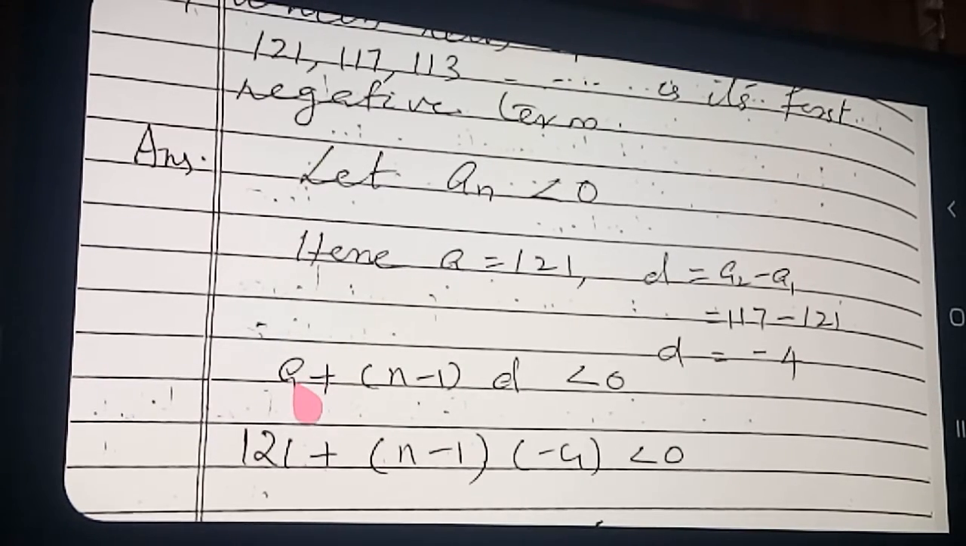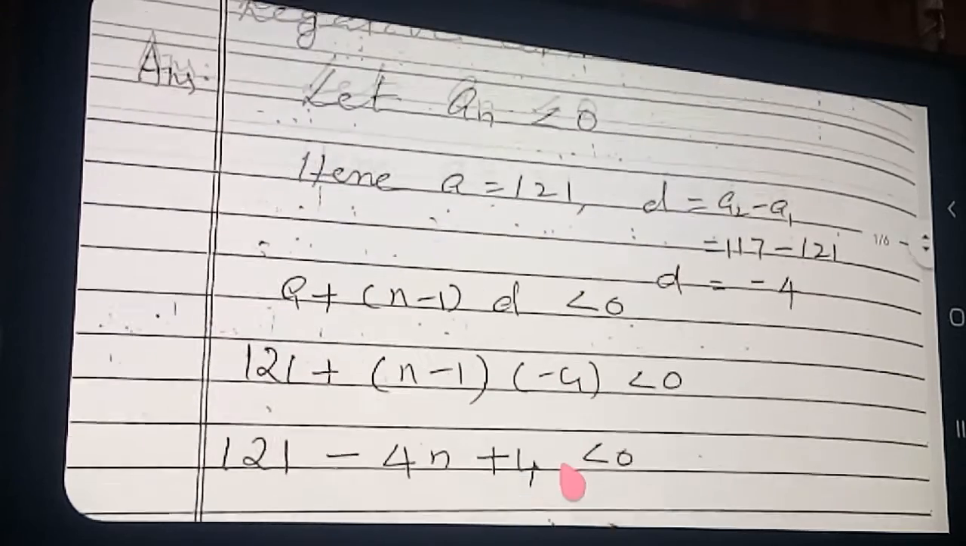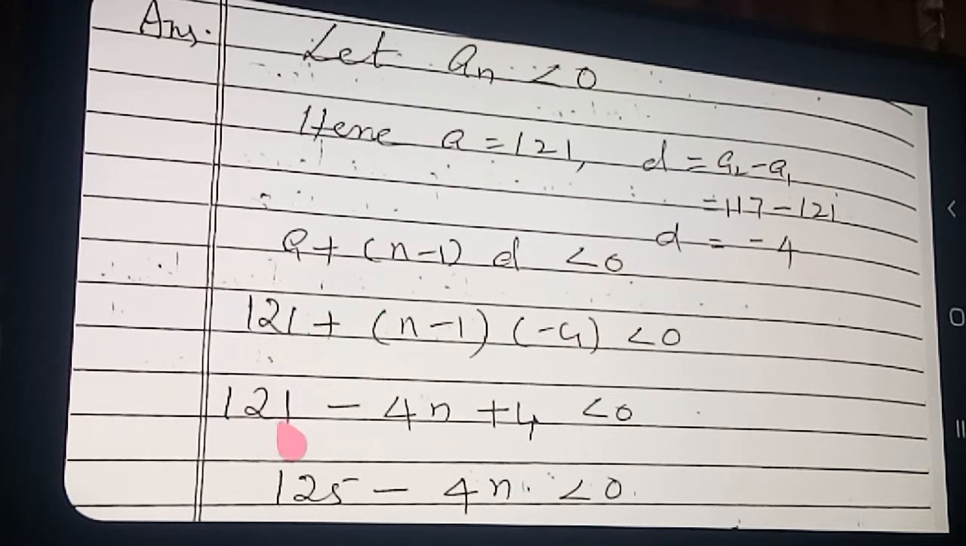Now apply the formula of an. The formula of an is a plus n minus 1 into d, that is less than 0. The value of a is 121, plus n minus 1 into the value of d, which is minus 4, less than 0. Now open the bracket: 121 minus 4n plus 4 is less than 0.